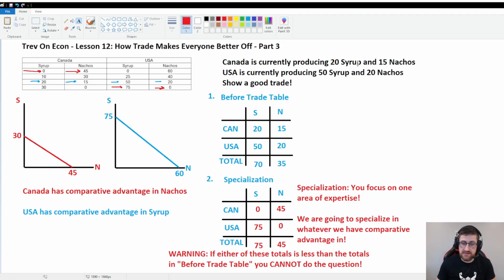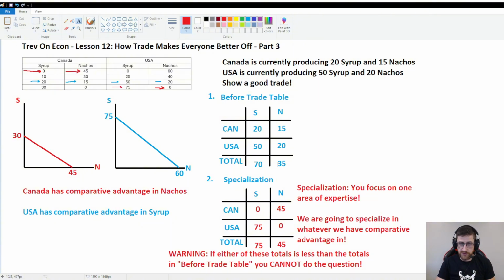Now, in our case, 75 is bigger than 70, so it's good. 45 is bigger than 35, so we're good. It could have been the same number, it just can't be less than. Okay, so we could add 70 or 35, that would have been fine. But having even like 69 or 34 would have been a huge problem, and we just couldn't have done this question.